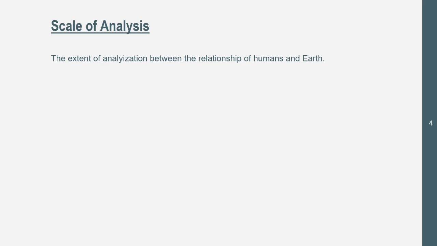Now let's get into scale of analysis, which is the extent of analysis of the relationship between humans and the Earth. So, are we looking at a global scale of analysis? Of course, we've got to be looking at a global scale when we're looking at a global scale of analysis. But are we just viewing the whole world itself? Are we looking at a national scale of analysis? Are we looking at information from each country's data? We could be looking at a global scale, but a national scale of analysis. And you'll understand this in just a second. So there's local scale of analysis, regional scale of analysis, national scale of analysis, and global scale of analysis.